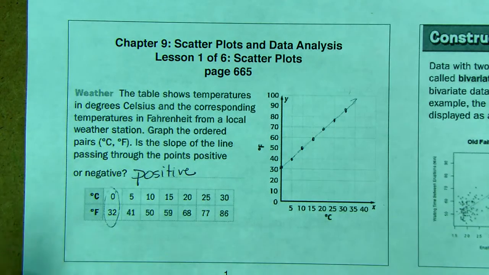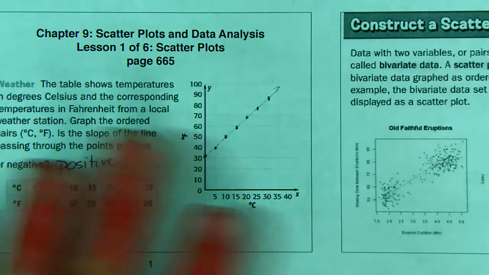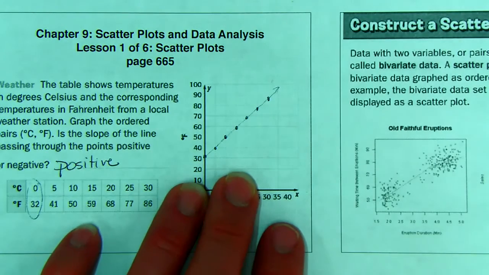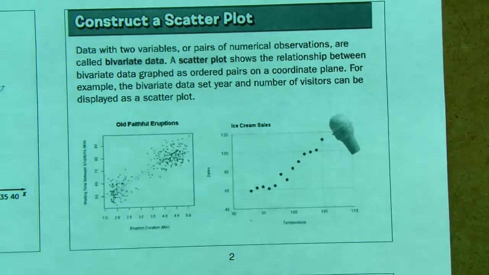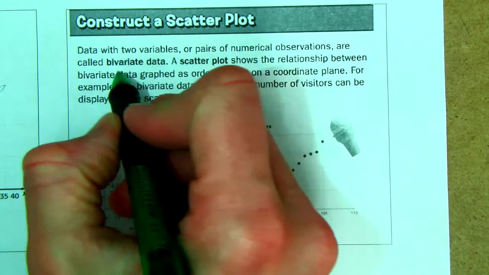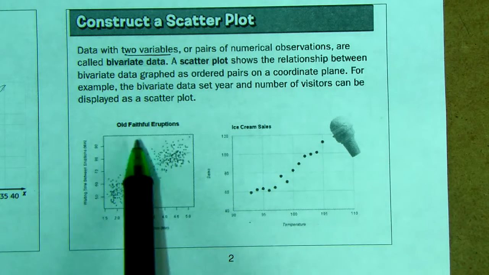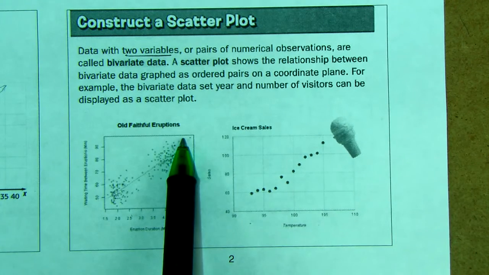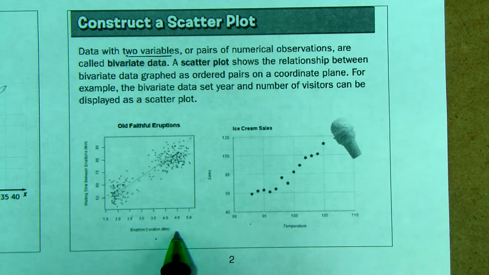This is a very unique scatter plot. Not very often does a scatter plot go perfectly in such a nice, pretty line. Most of the time it looks more like these over here. So, a couple things. First of all, when we're doing scatter plots, we need two variables. The two variables in our first example were Celsius and Fahrenheit. Okay, take a look at right here, Old Faithful eruption. So that would be eruption duration, how long it erupts, and then I'm not sure what that says right there. Wow, I can't even read it.